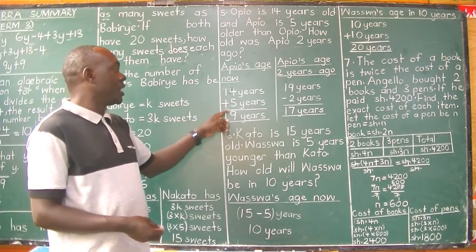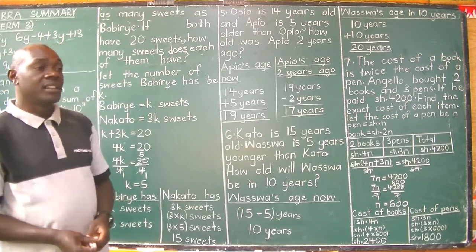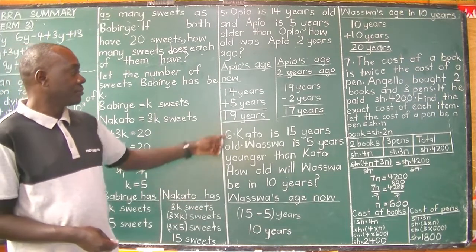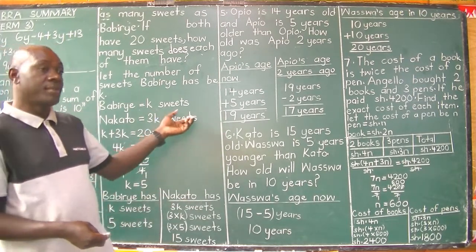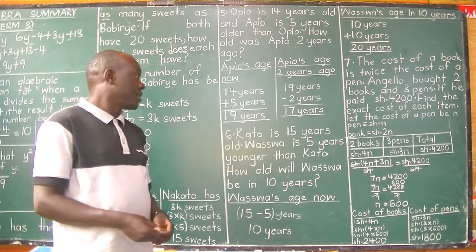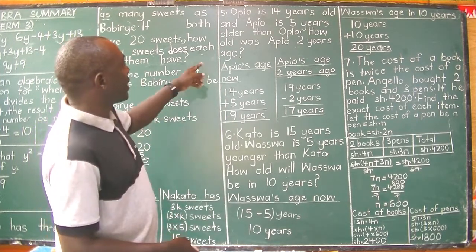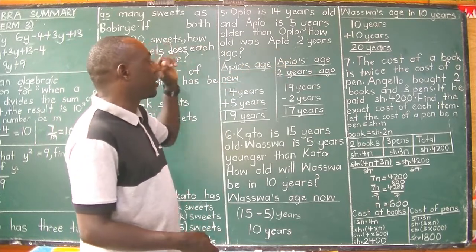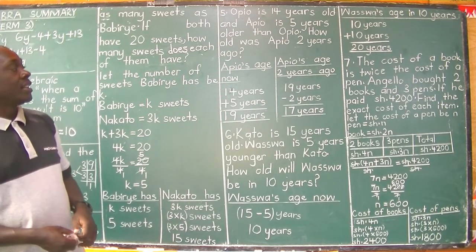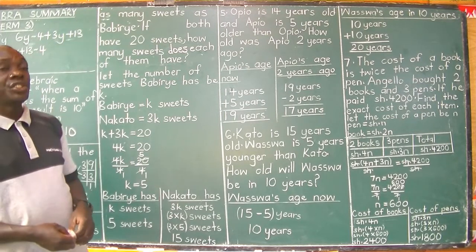So we add 14 and 5 to get Apio's age, thereby getting 19 years. Remember, age is measured in years. So we've got 19 years, which is the age of Apio right now. But the question asks us to find Apio's age 2 years ago. So first know Apio's age now, because we don't know it, and get to know 2 years ago she was younger than she is now by 2 years.